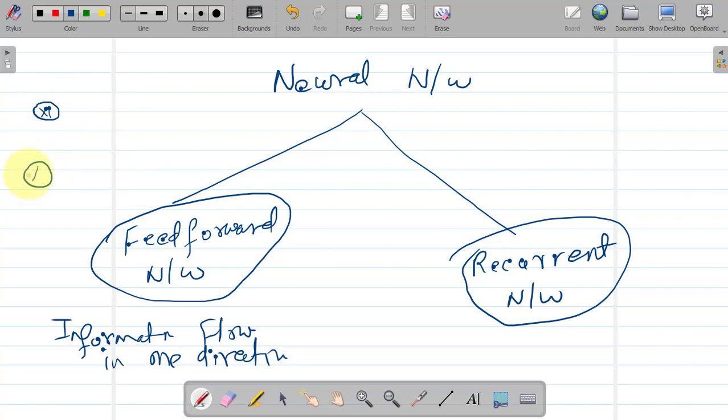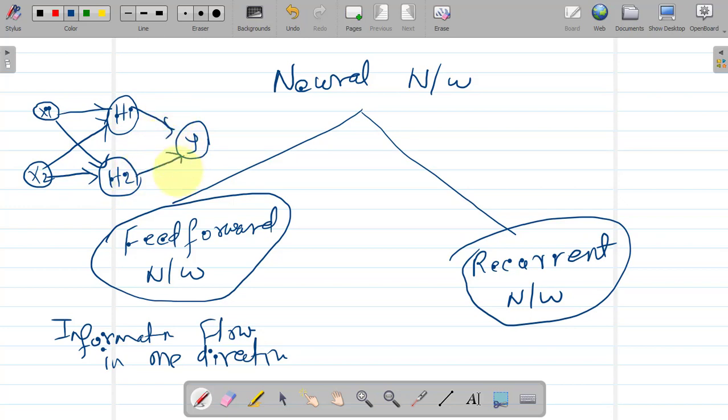x1, x2, then hidden nodes h1, h2 and output y. So this is your feed forward network. This is an example of feed forward network. As we can see here, the information is flowing in only one direction. There is no backward arrow. Left to right जो है ना, the information follows only left to right direction. The network is called as feed forward.